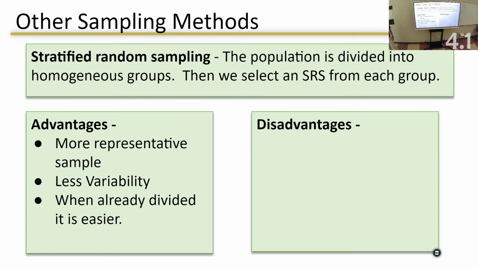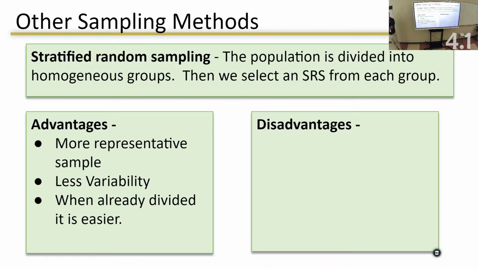When they're already divided, it's easy. It's not that bad, but they have to already be divided. You guys are divided by grade fairly easily: 9, 10, 11, and 12. So I could randomly select from seniors, randomly select from juniors, randomly select from sophomores, randomly select from freshmen. That way I'm guaranteed to cover the entire spectrum, and now I have a better, more precise estimate of the percentage of students that drive to school.